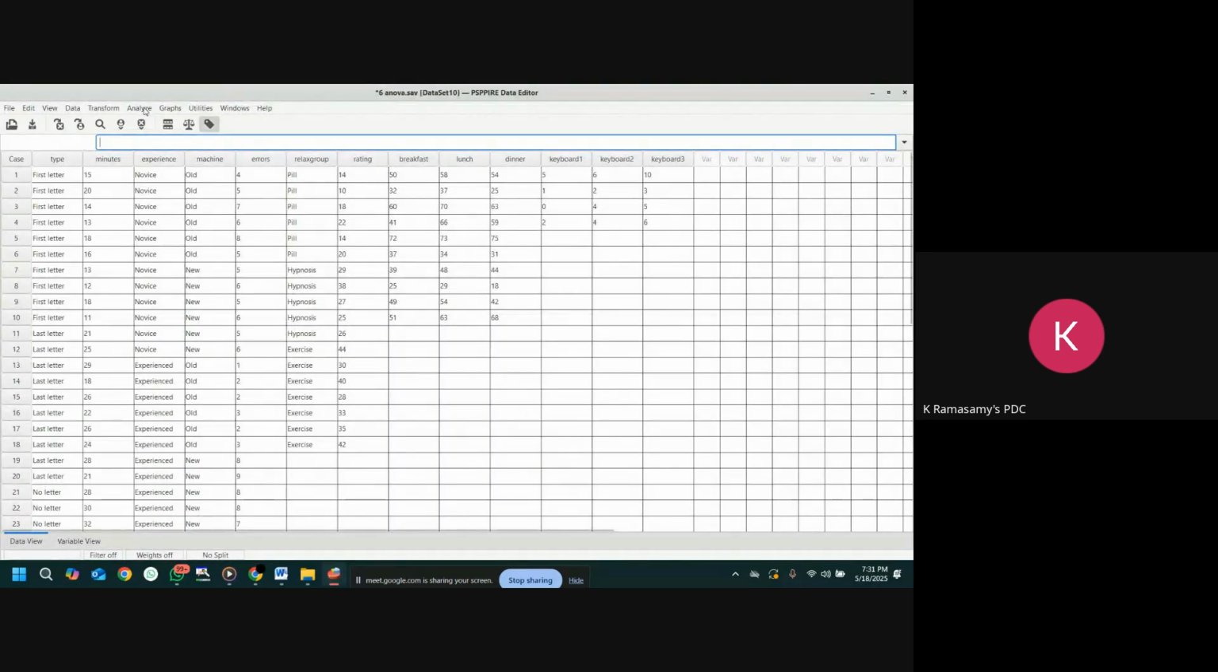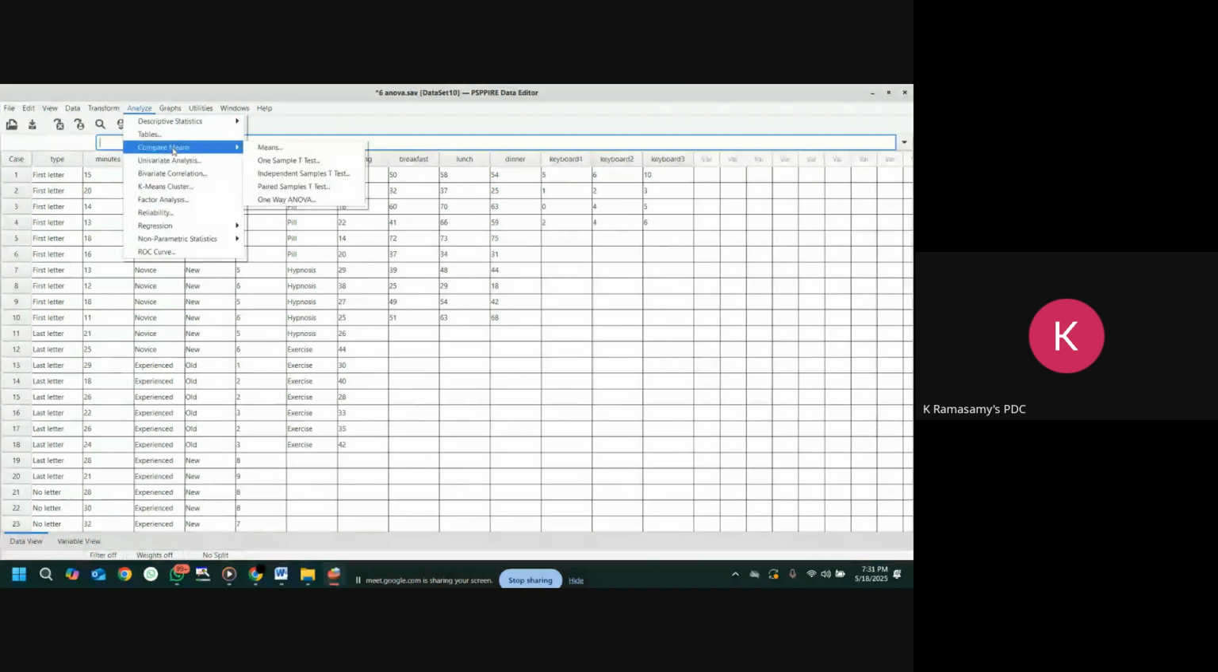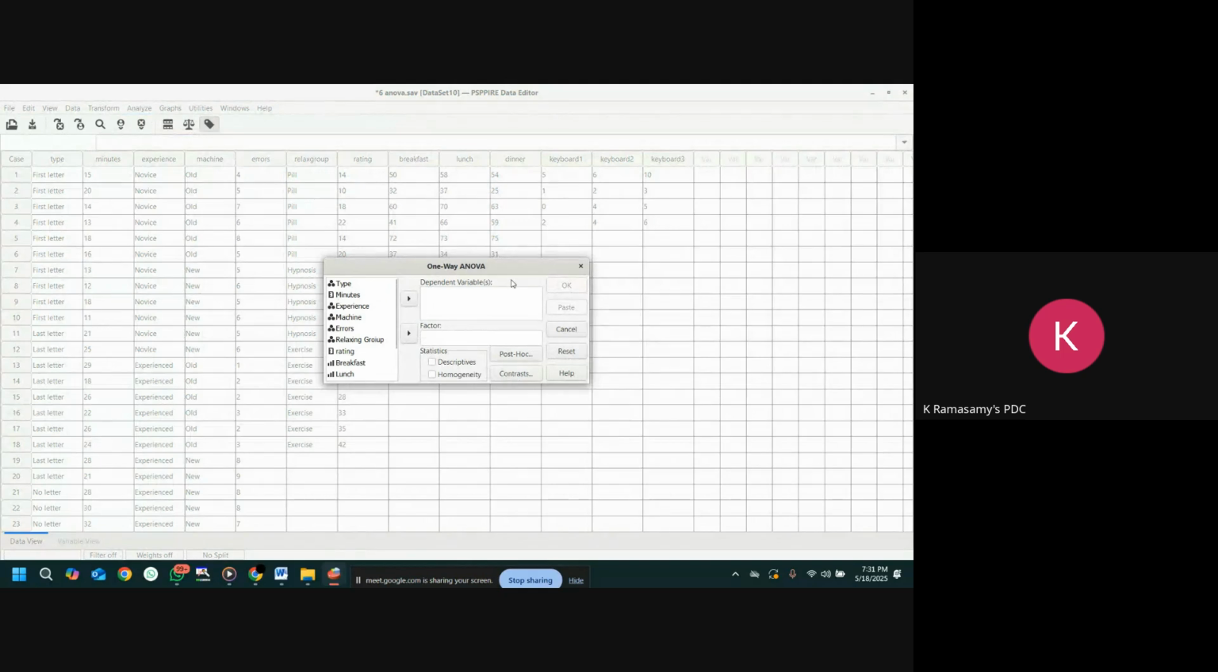Now, let me conduct the parametric test. How to conduct? Go to analyze, click compare means, and go for one-way ANOVA. What is this one-way ANOVA? Here, there are two variables. What is the dependent variable? Minutes. Select it, send it across as the dependent variable. Select type. What type?